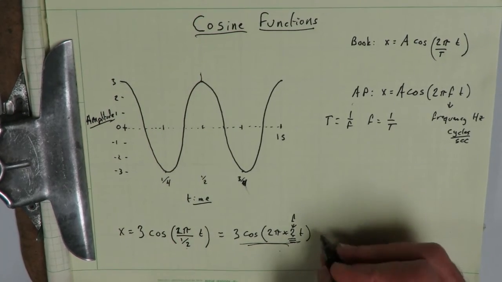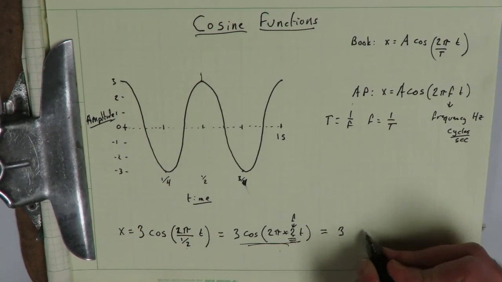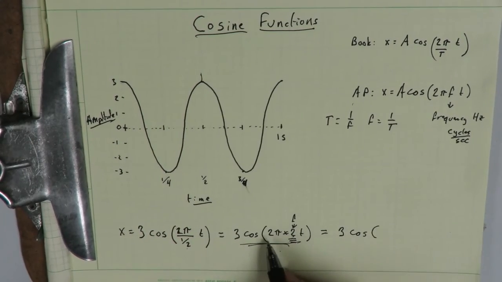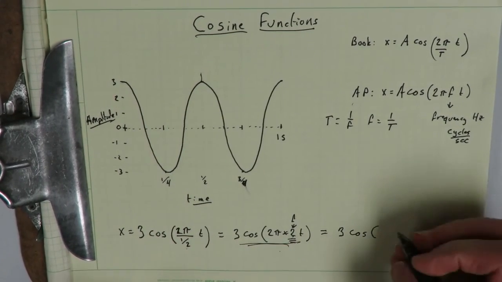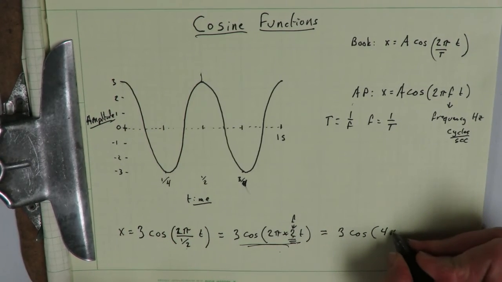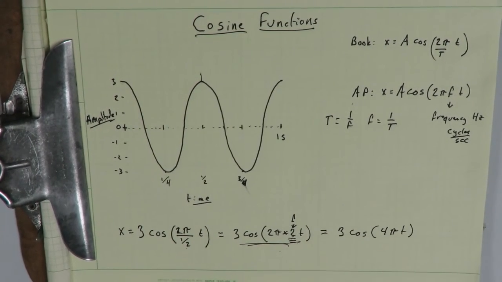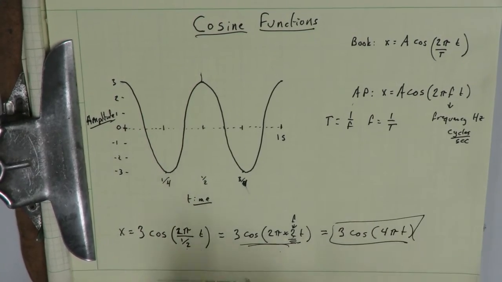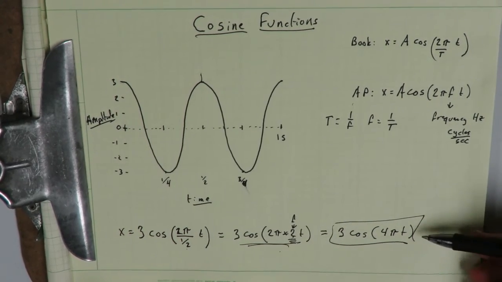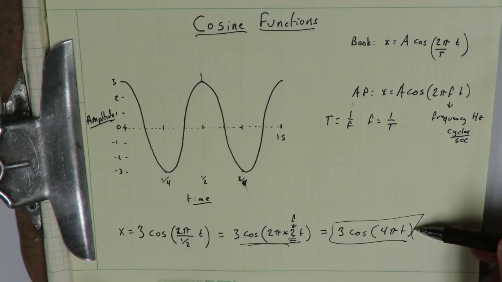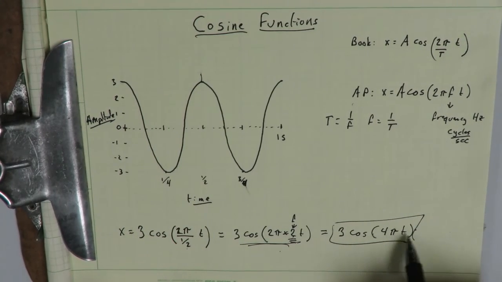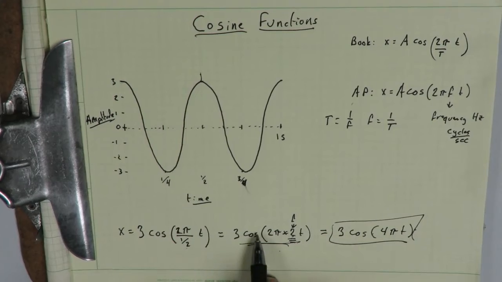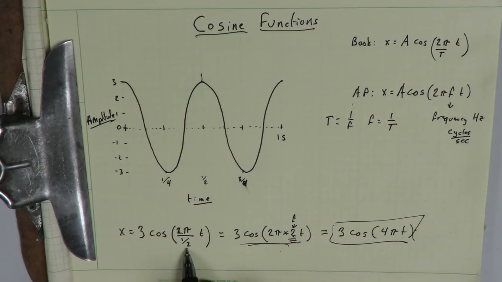We can simplify this further. This comes to 3 cosine. We can combine those two terms. 2 pi times 2, so we get 4 pi times t. And that's it. That is the equation which describes this graph. Okay, now that's all very nice, and it's easy to see when we go that direction. But what if College Board gives you this function and says, hey, tell me the amplitude, tell me the period, tell me the frequency? How do you go from this back to something that is more useful where we can actually identify the frequency or the period?